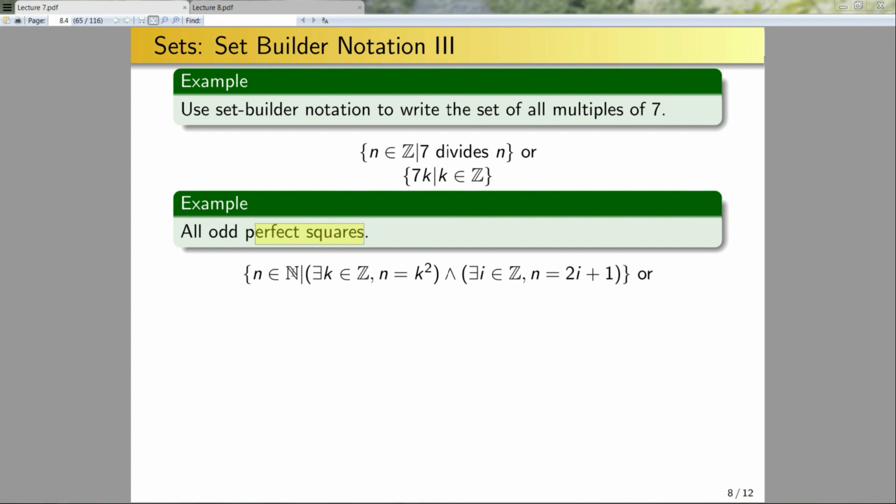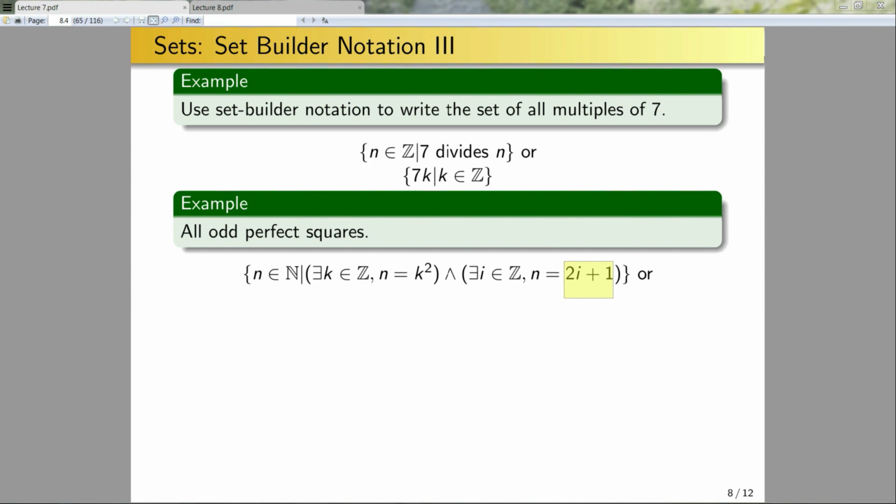This said, it's not incorrect to write Z here, given that the restrictions that you impose on n are such that it has to be positive. Okay, so the set of all natural numbers such that what? Well, in order for it to be a perfect square, there has to exist a k in Z such that n is equal to k squared. So that covers the perfect square bit. And for n to be odd, what do I need? Well, there has to exist a k in Z such that n is equal to 2k plus 1.